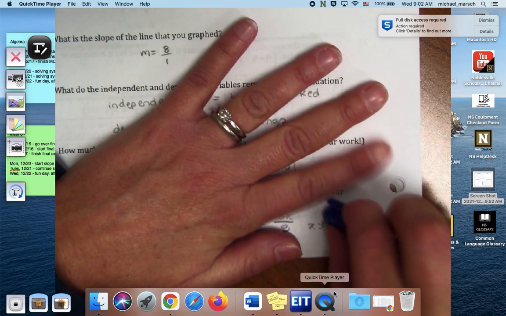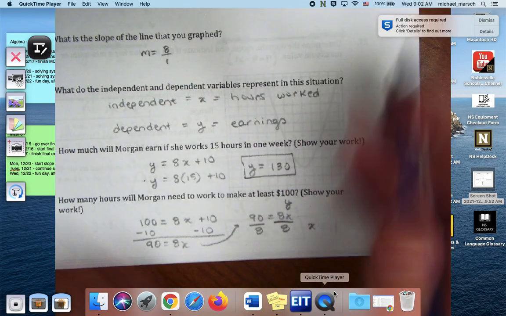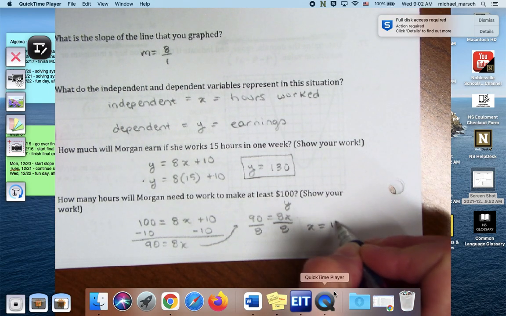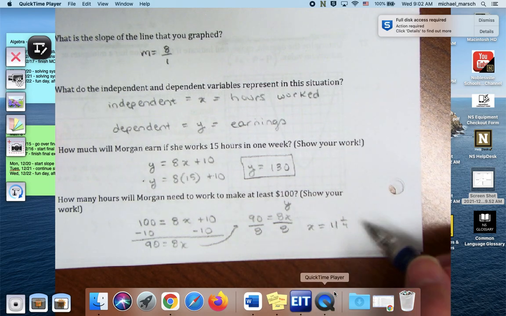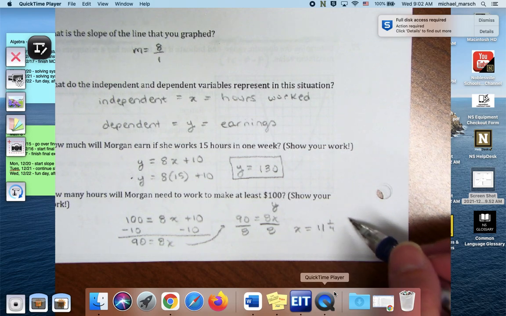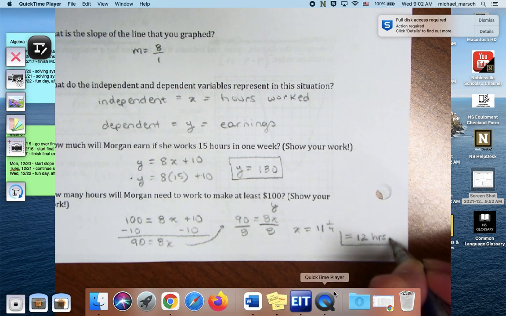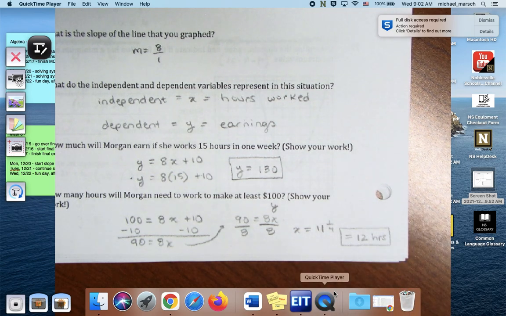It's actually a little bit more. So 8 can go into 90, 11 times with 2 left over, so 11 and 1/4. Can you babysit 1/4 hour? Will they pay you for 1/4 hour? Probably not. So she actually needs to work 12 hours to make the $100, right? She'll make more than 100, but if she wants to make at least 100, she has to work 12 hours.